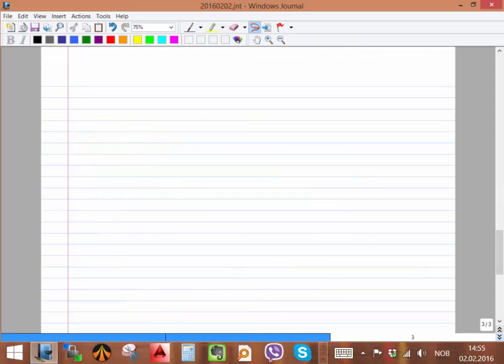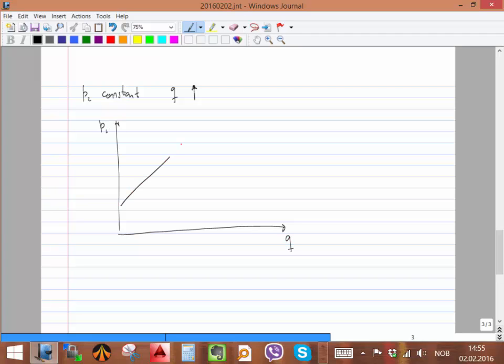Now let's go to the opposite. Now let's say that we keep P2 constant somehow, and Q increases. Also our case with the horizontal pipe. So how is P1 going to look? It's going to increase. How is it going to increase? Like that? Okay.